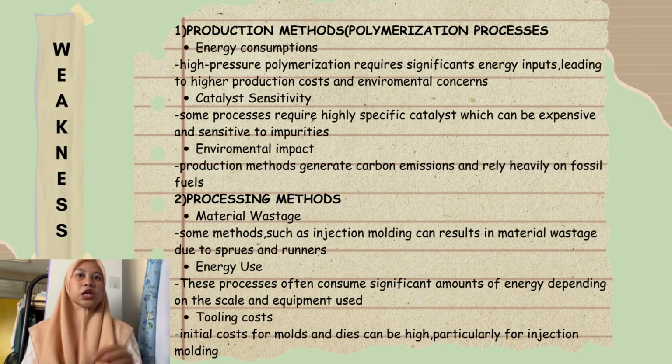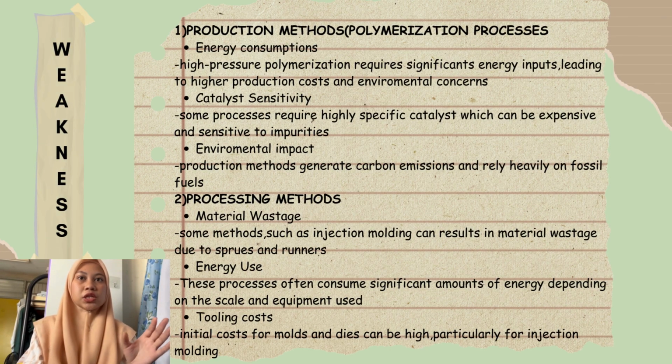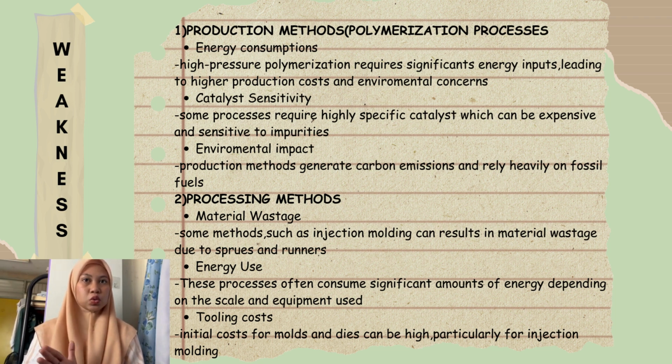For weakness in production method, we have three, which are energy consumption, catalyst sensitivity, and environmental impact. First, high pressure polymerization requires significant energy input, leading to higher production cost and environmental concern. For catalyst sensitivity, some processes require highly specific catalysts, which can be expensive and sensitive to impurities. Environmental impact: production methods generate carbon emissions and rely heavily on fossil fuel.